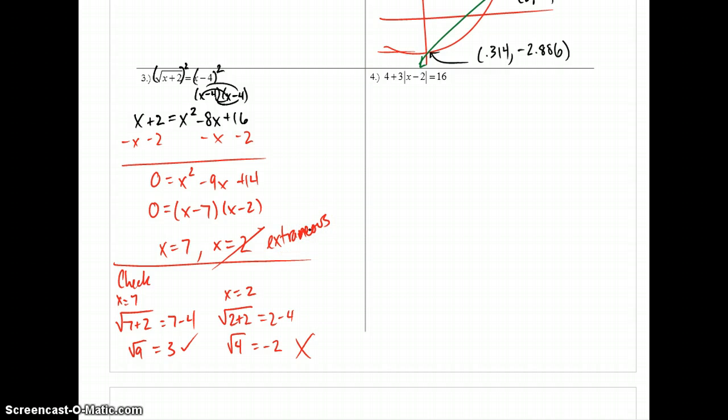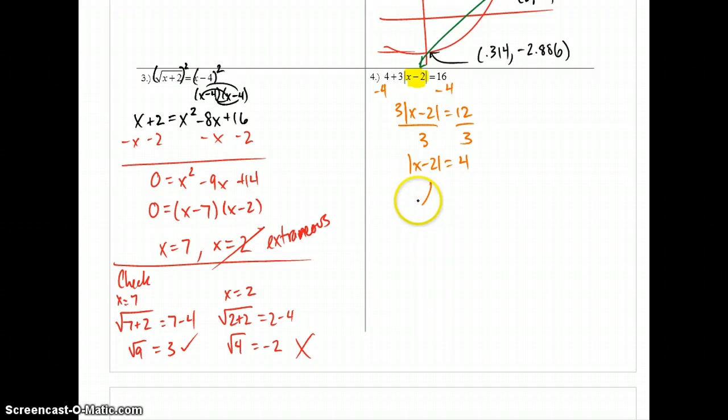Question 4 is an absolute value question. I'm looking to solve. First, I'd like to get my absolute value alone. So we can subtract 4, divide by 3, and now the absolute value is alone.